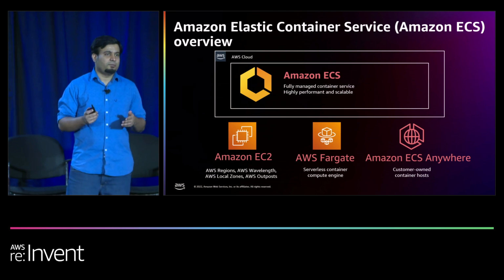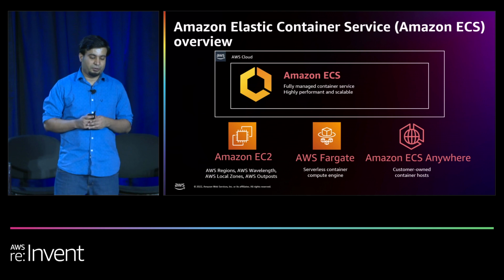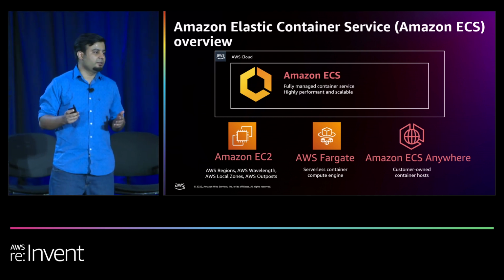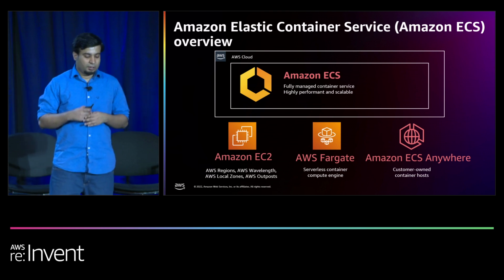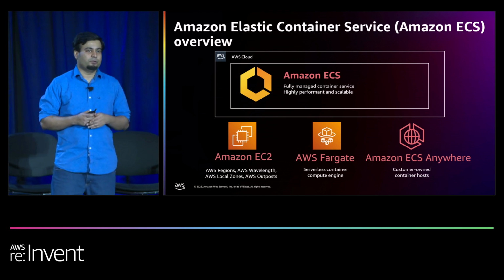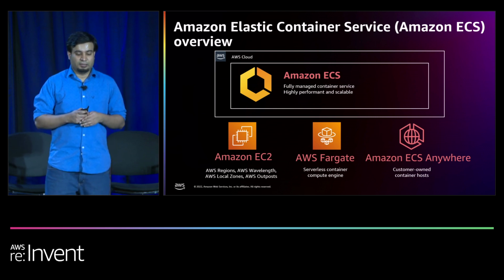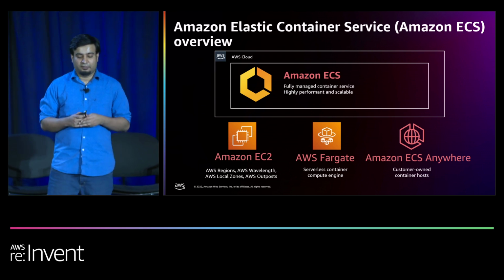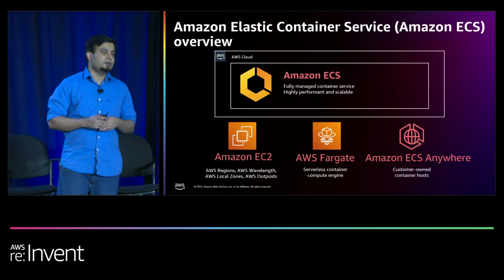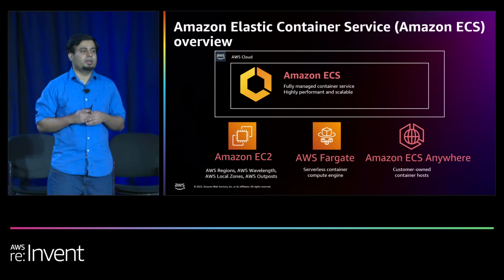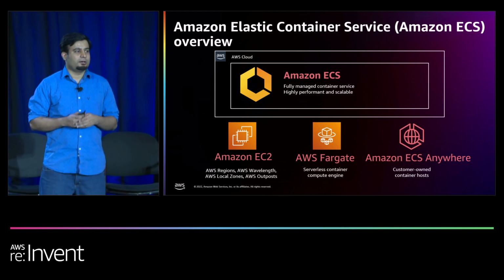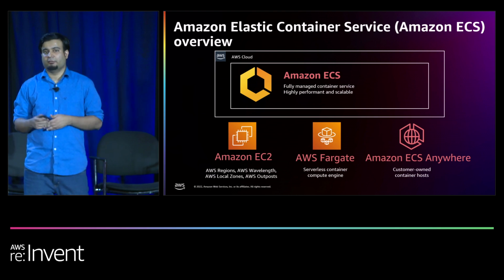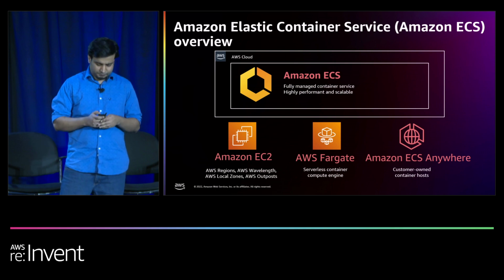You can use ECS for a diverse set of compute options, from EC2 that works across all AWS regions, on AWS Wavelength, on Local Zones, as well as on Outposts for your on-premises workloads. There is the serverless paradigm with AWS Fargate, which is very popular with our customers. And finally, with Amazon ECS Anywhere, you can use ECS to deploy even on your on-premises infrastructure and have a single control plane for all your applications, whether they are on-premises or in the cloud.